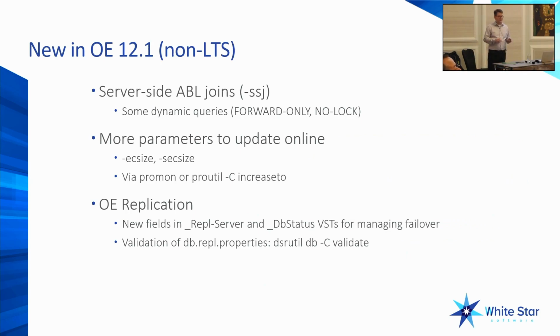Moving on to 12.1, we see a further evolution here of the server-side joins. They now support some dynamic queries, those that are forward-only, no lock. There are a couple of parameters that can be updated online with proutil increaseto, EC size and sec size, and replication gets some new features, a couple of VST enhancements, and also a nice little validation option on DSRUTIL so that you can do a syntax check on your REPL properties. If you use replication, you know that that's not the friendliest thing, and it's sometimes hard to catch your typos.